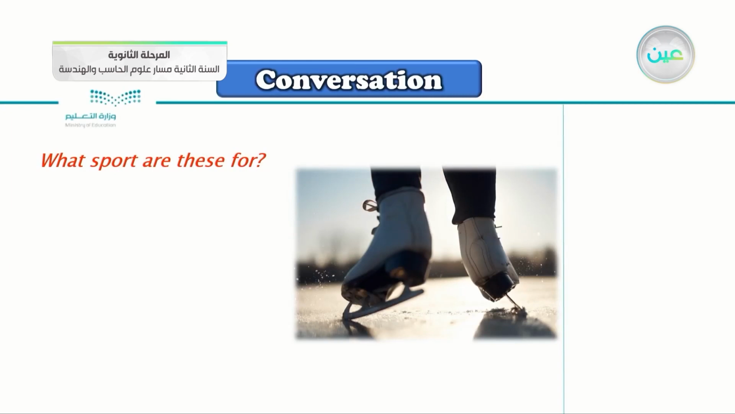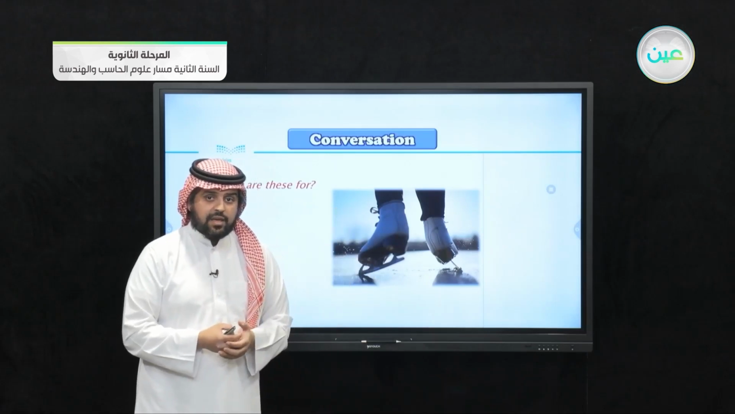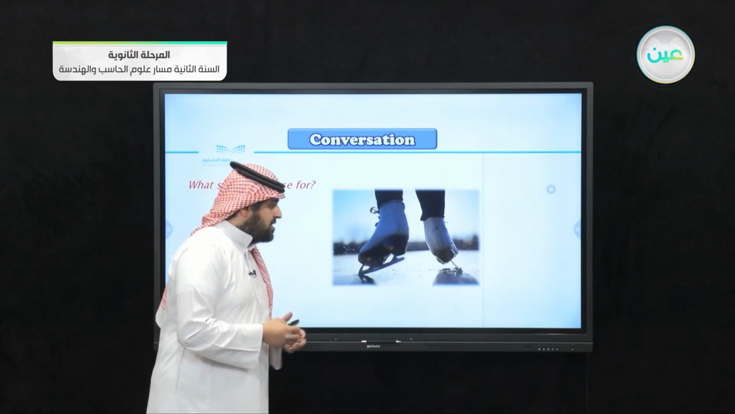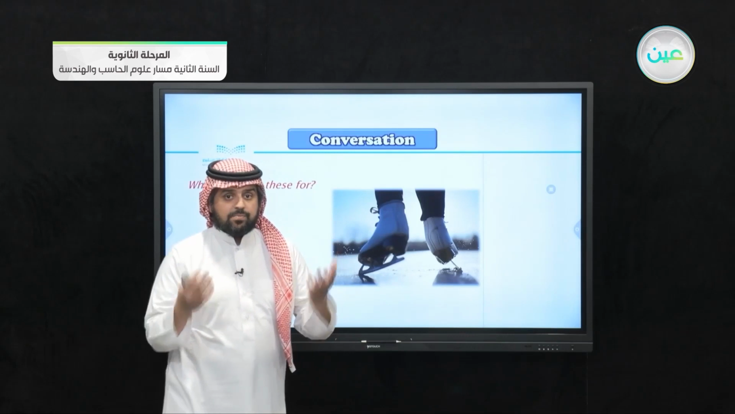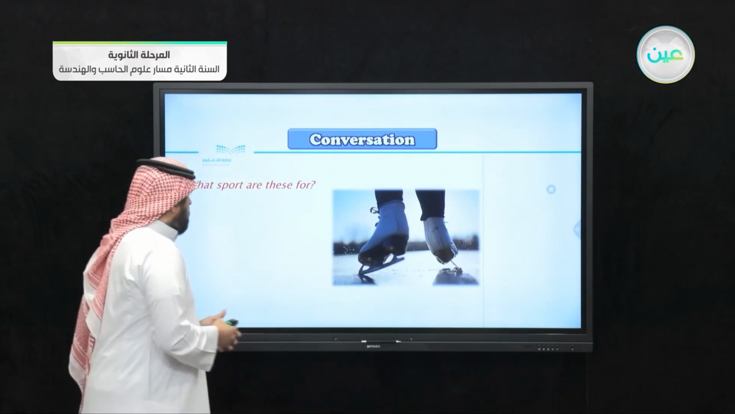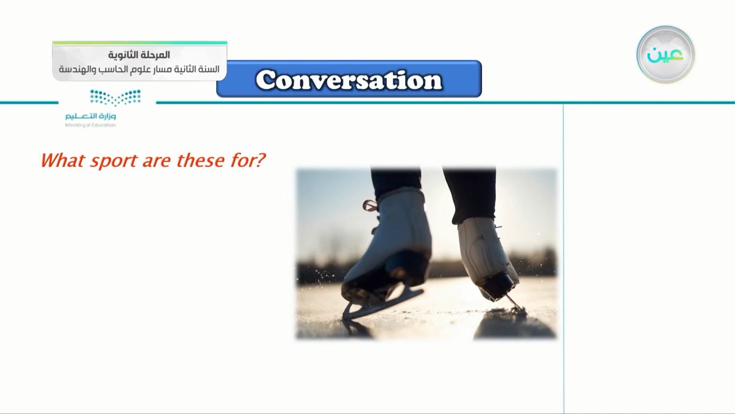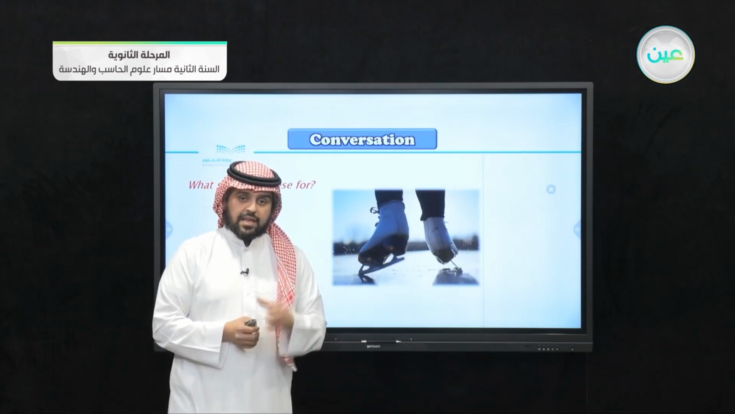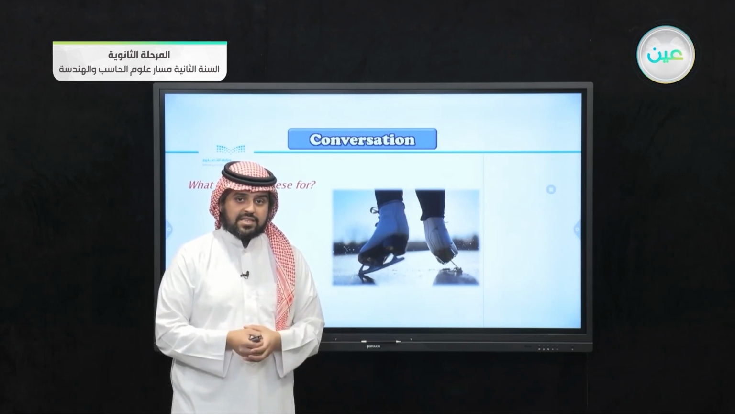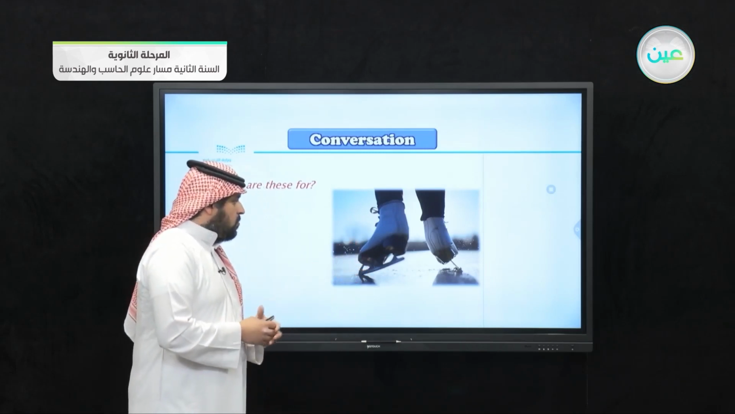So what sport are these for? Of course, you can see here these shoes that are attached to blades underneath them, and they are on ice. Can you guess what kind of sport it is? Of course, you know that many sports may use the same kind of shoes, the ones that have blades underneath them, on ice. But can you tell what these shoes are for?